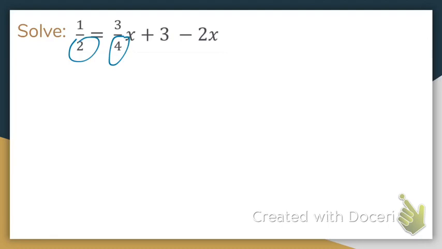Lowest common denominator is a number that both that 2 and that 4 will go into. They're multiples of the lowest common multiple of a 2 and a 4. A lot of you guys might say, well, 2 and a 4, 2 times 4 is 8. That's going to be your lowest common denominator. It's not 8, right? 8 is a common denominator, but the lowest common denominator is going to be a 4. Because 2 goes into 4 and 4 goes into 4.